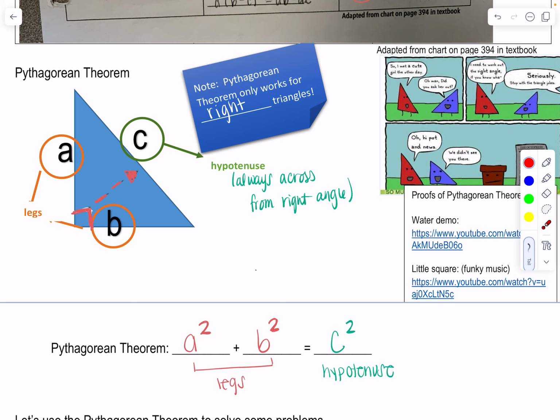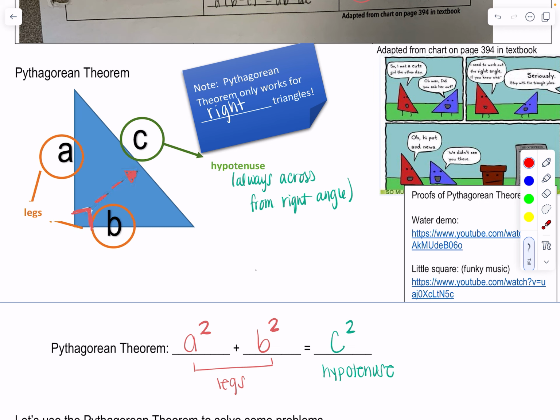And so if it's a right triangle, the Pythagorean theorem will hold, which you can see here at the bottom of the screen. A squared plus B squared equals C squared. A and B do not matter, but A and B must be the legs of the triangle. C is always the hypotenuse. And the hypotenuse is the side across from the right angle, always.